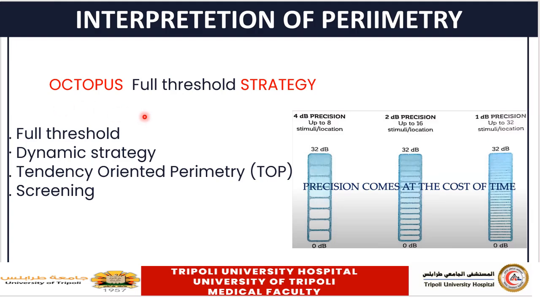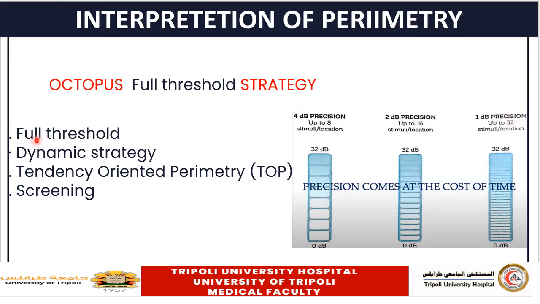However, octopus perimetry uses the same full threshold strategy, but it differs from the Humphrey in that it is a 4-2-1 strategy. That is, after the initial stimulus, we upgrade or downgrade the intensity of the stimulus by 4 decibels. Then, after the first reversal response, by another 2 decibels. Then, after the second reversal response, by 1 decibel. Unlike in Humphrey, where it is 4-2-2.